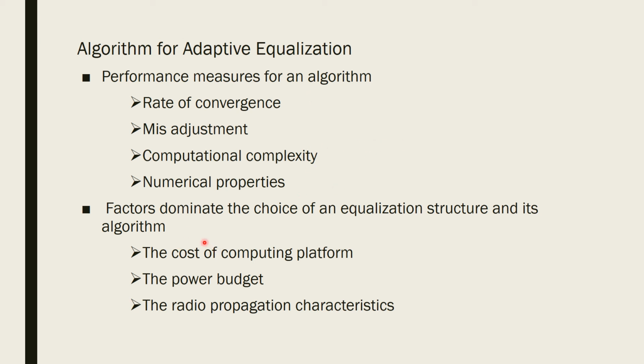And the factors which dominate the choice of an equalization structure and its algorithm are the cost of the computing platform, the algorithm, how it is going to compute and decide the weightage based upon the error signal, so that is going to be quite complex, and the power budget. You have to decide how much power is going to be consumed for each weightage calculation, tunable element and the delay. And the radio propagation characteristics also decide the factors of this equalization structure.